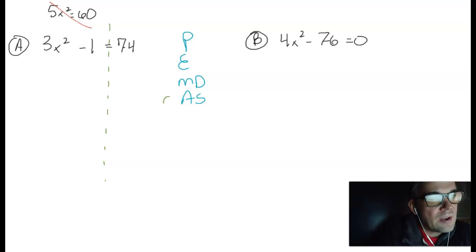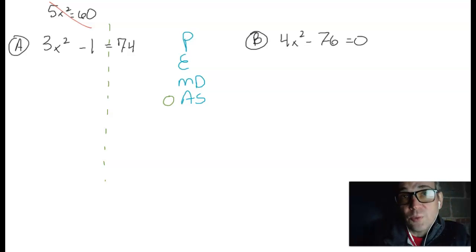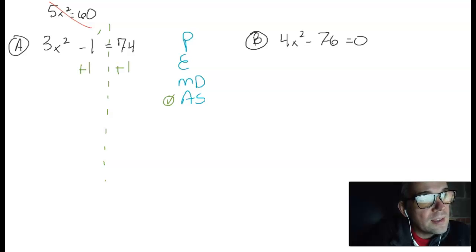We're going to start down here at the bottom, and we're going to look at this side of the equation, and we're going to say to ourselves, is there any addition or subtraction that needs to be dealt with? And if there is, I will do the opposite of that. So I can see in this example that there's a subtraction of 1. So I will do the opposite of that by adding 1 to both sides of this equation. These will cancel out, leaving a 3x squared on the left side. And 74 plus 1 is 75.